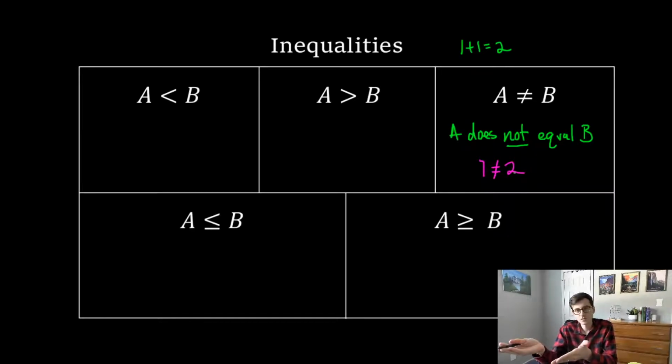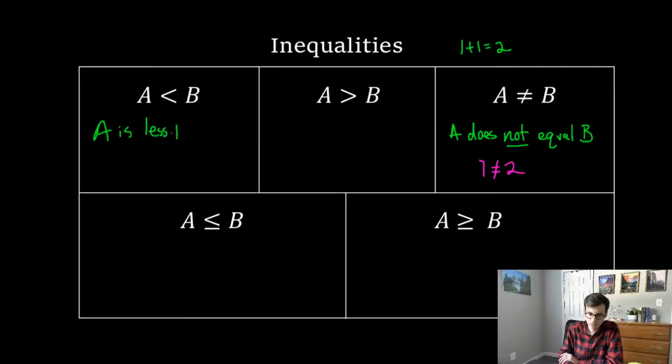1 isn't 2. Okay, there's another way of talking about inequalities, when a number is less than another number. So this right here is A is less than B. A is less than B. So, for example, using our previous example, we could say 1 is less than 2. 1 is less than 2. That is true.